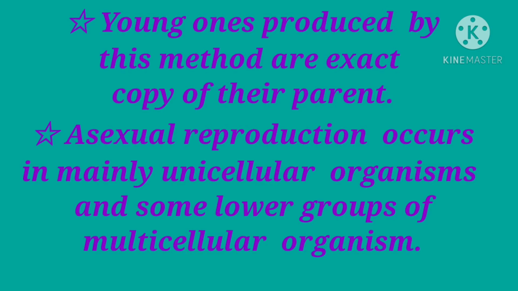Asexual reproduction occurs mainly in unicellular organisms like amoeba and some lower groups of multicellular organisms like hydra and spirogyra, in which fragmentation may occur. In hydra, budding may take place, and amoeba generally reproduce by binary fission.